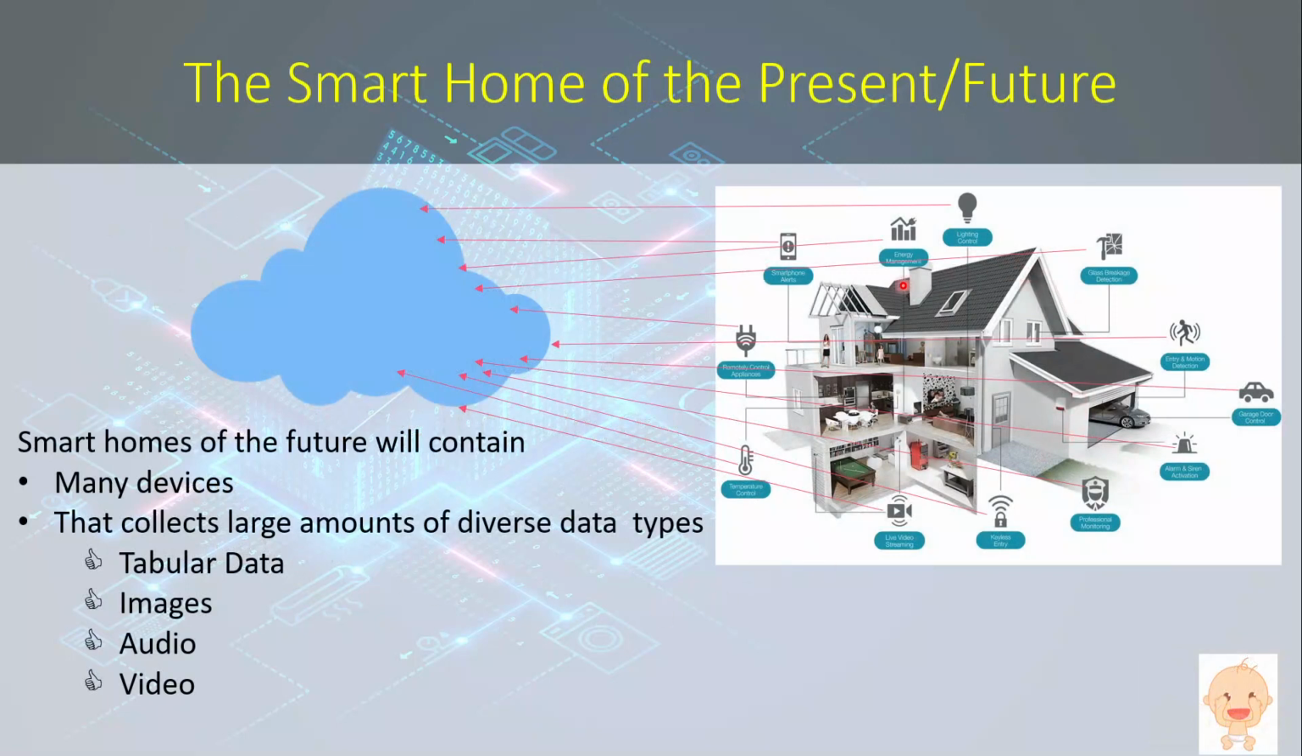This right here is an example of a smart home. Notice that this home has a number of smart devices, each of which connects directly to a cloud. Now, it is true that many of them will go through a router, and then that router sends that data to the cloud, but the router is just a pipe. So the logical connection is pretty much from device to cloud. There are many devices that transmit a whole lot of data, and those data types could be tabular data, images, audio, or video.